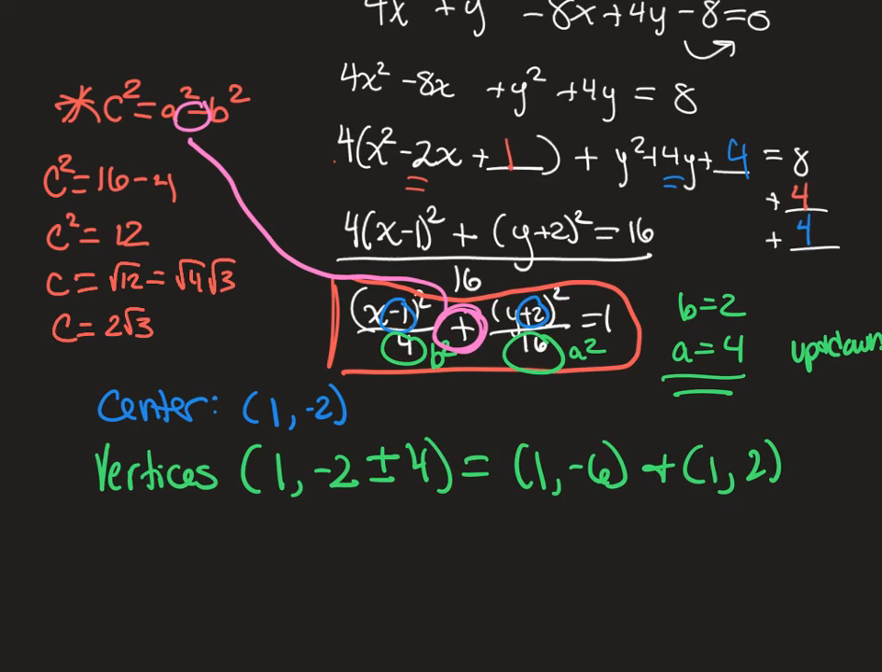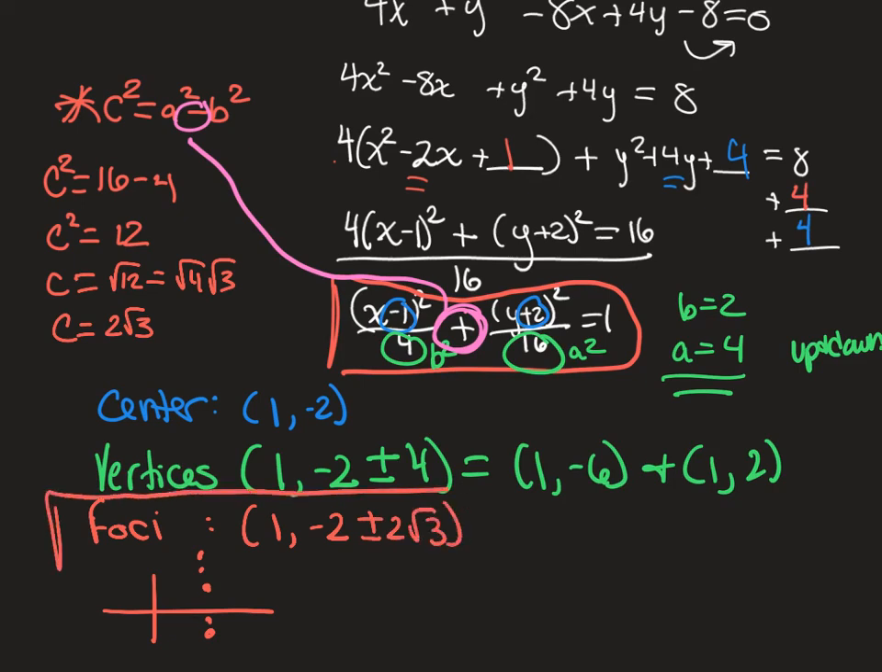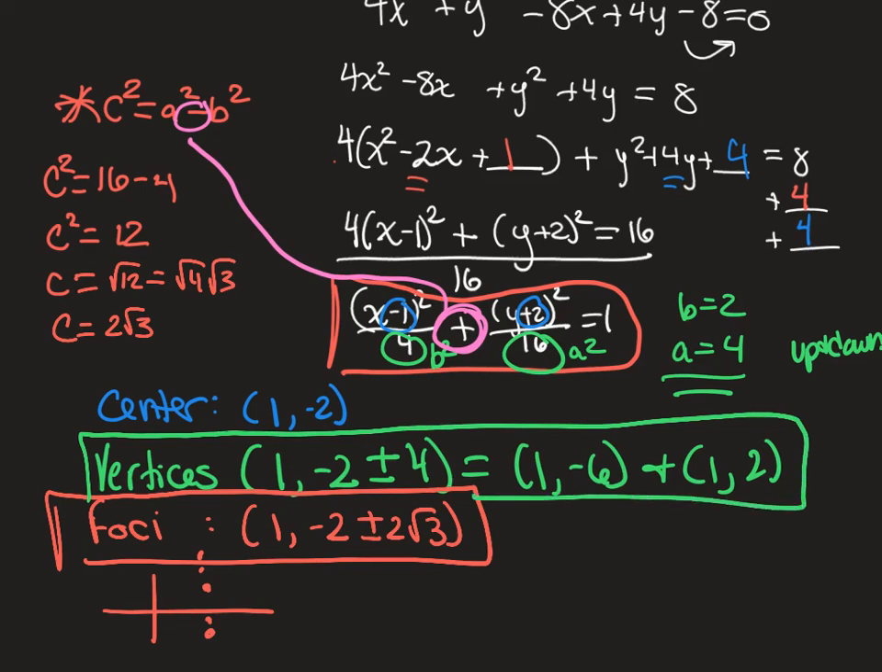So my c, remember, let me draw really quick for you. If this is my center, and since this ellipse goes up and down, if these are my vertices, then my foci are going to go up and down as well. So for my foci, I'm going to start at my center, 1 comma negative 2, and I'm going to go plus and minus 2 root 3. I'm just going to leave my answer like that because I can't simplify it. So there's the answer for my foci, which the question asked us for. Here's the answer for my vertices that the problem asked us for.